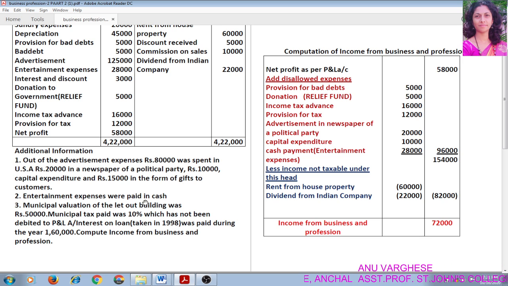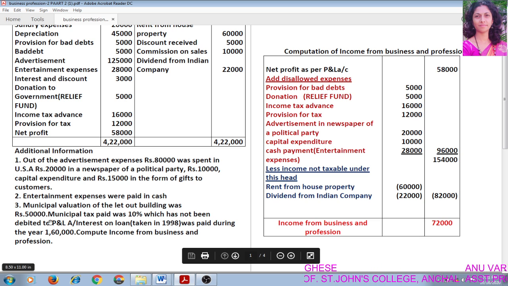Entertainment expenses were paid in cash. Municipal valuation of the let-out building was rupees 50,000. Municipal tax paid was 10%, which has not been debited to P&L account. Interest on loan taken in 1998 was paid during the year, 1,60,000. Compute income from business and profession.